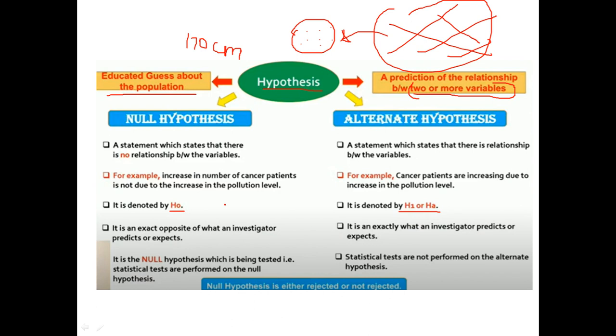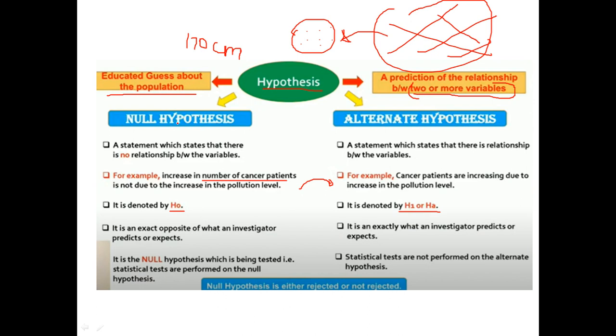Similar to the height example, can we take an alternative hypothesis? Here in the null hypothesis, they have used a similar statement, but both give different meanings on a relation. Saying the increase in the number of cancer patients is not due to an increase in the population, but here it is positive in the relation. They are saying cancer patients are increasing due to an increase in the population level. Just the opposite of this statement is always the alternate hypothesis.